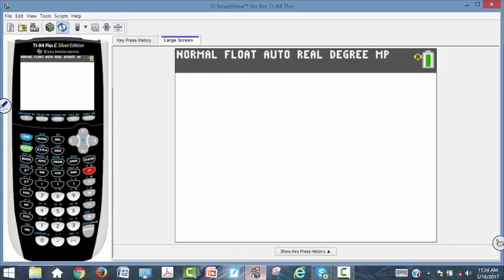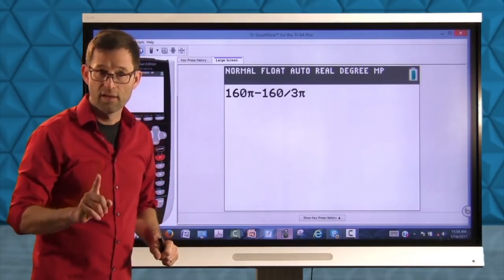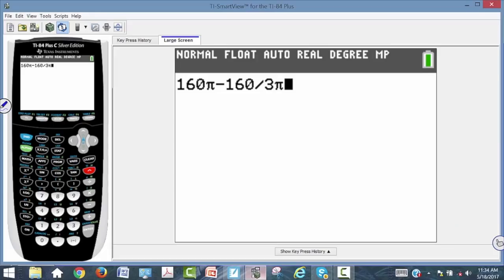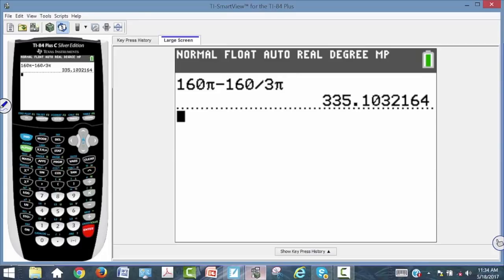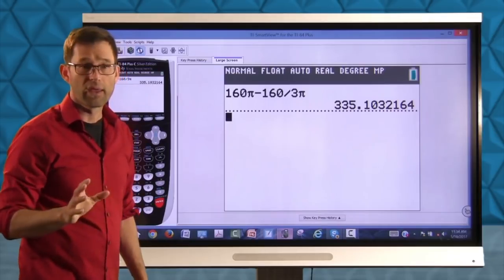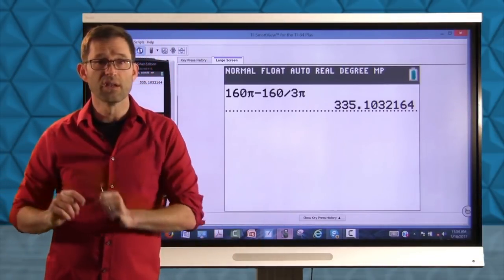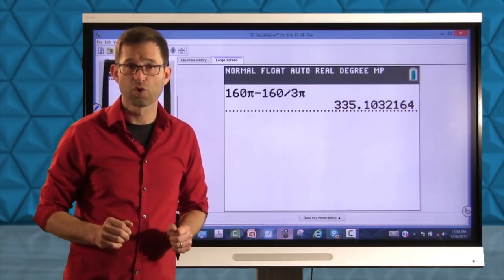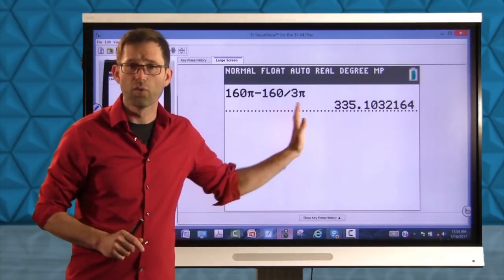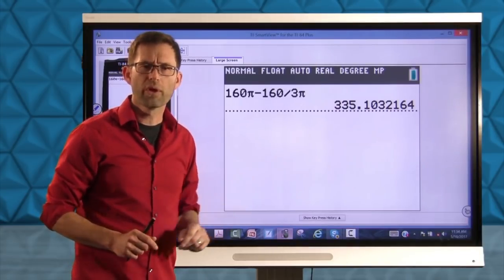160 pi minus 160 divided by 3 pi. And I know that looks like it's 160 divided by 3 pi. It's not, okay? But if you're uncomfortable, you could always put parentheses around the 160 thirds and hit enter. And there it is. Now again, there's nothing wrong with working out what 160 pi is, what 160 divided by 3 pi is, and then doing the subtraction, all right? I wanted to do it all at once. To me, it's cleaner that way.